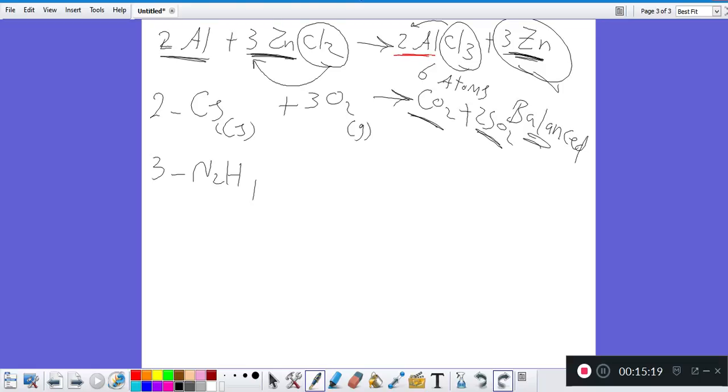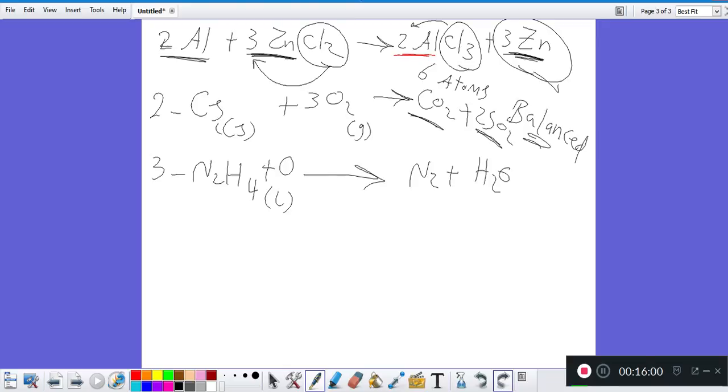Okay. Number 3 says hydrogen is used as a rocket fuel, reacting violently with oxygen and producing the gas nitrogen and water. It says write the balanced chemical equation. So the molecular formula for the hydrogen compound is N2H4, in the form of a liquid, definitely a fuel. When it reacts violently with oxygen, it is going to produce nitrogen gas with what? Let's find out. With water, H2O.